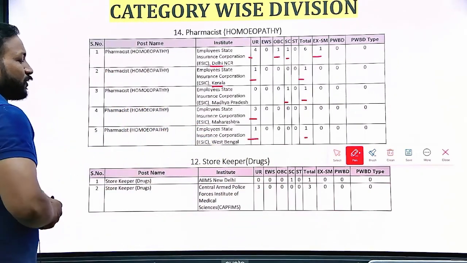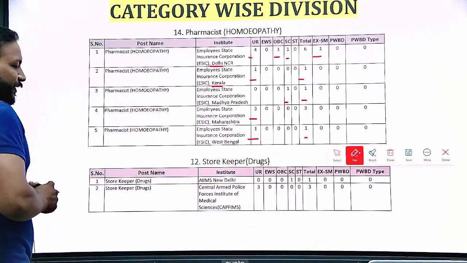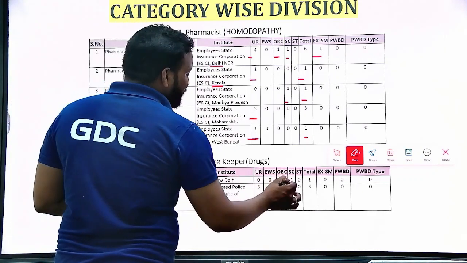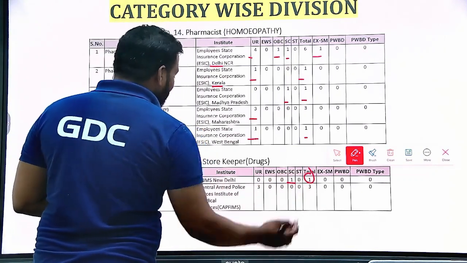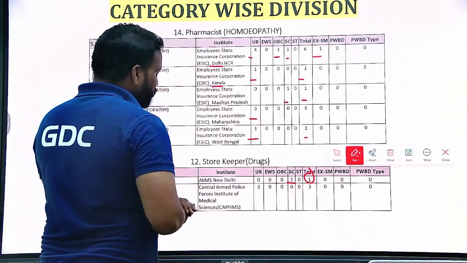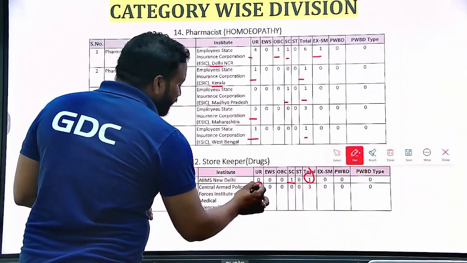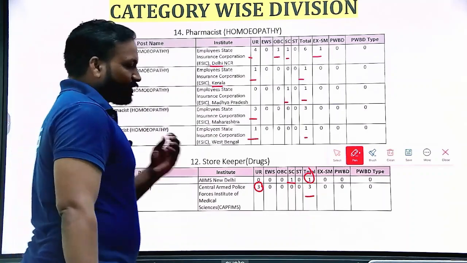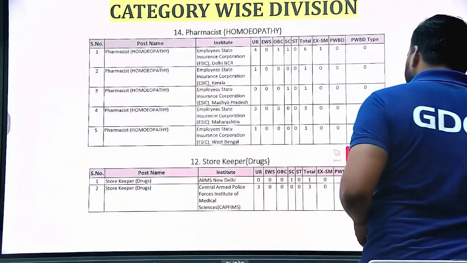Coming to the storekeeper, especially for drugs, AIIMS New Delhi has SC 1 post, total 1 post. And for storekeeper drugs in the Central Armed Police Force Institute of Medical Sciences, unreserved 3, total 3 posts. So these are the specializations for homeopathy and storekeeper.